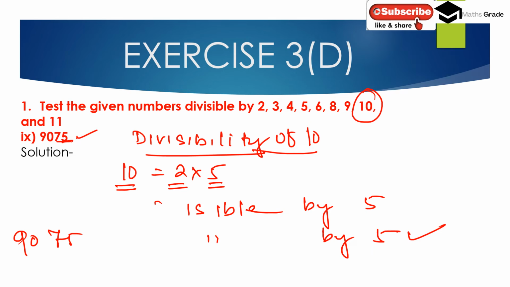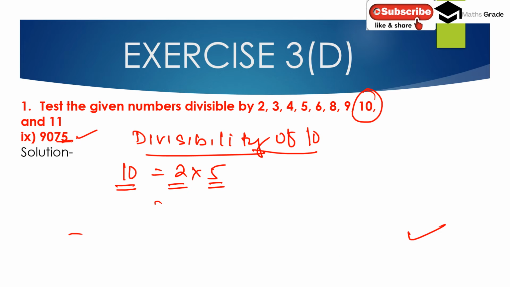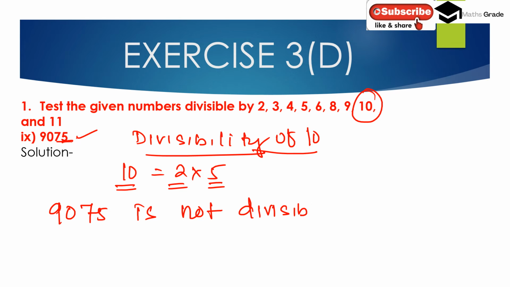So 9075 is not divisible by 2 because the last digit is 5, which is not divisible by 2, but this number is divisible by 5 only. So 9075 is not divisible by 10, because this number is divisible by 5 only and this number is not divisible by 2.